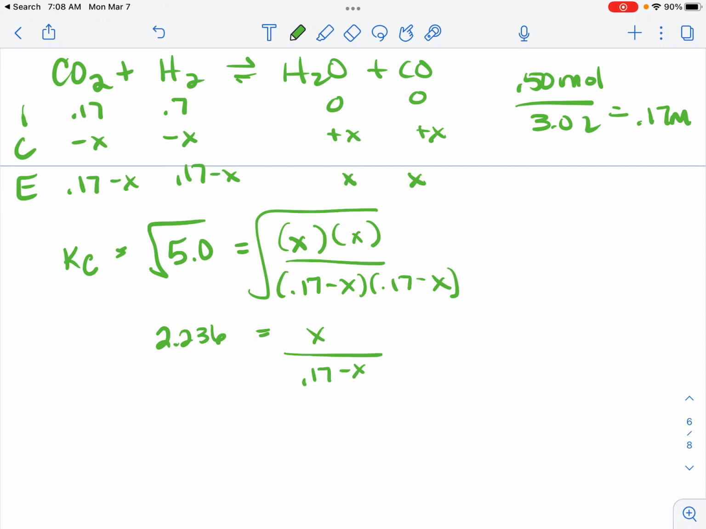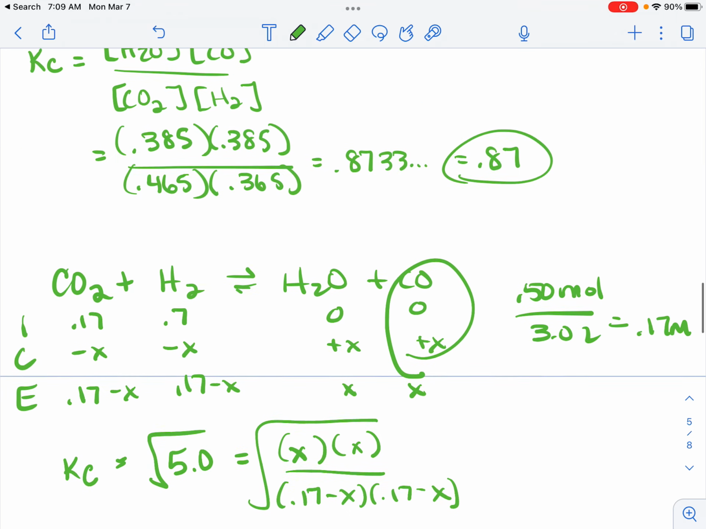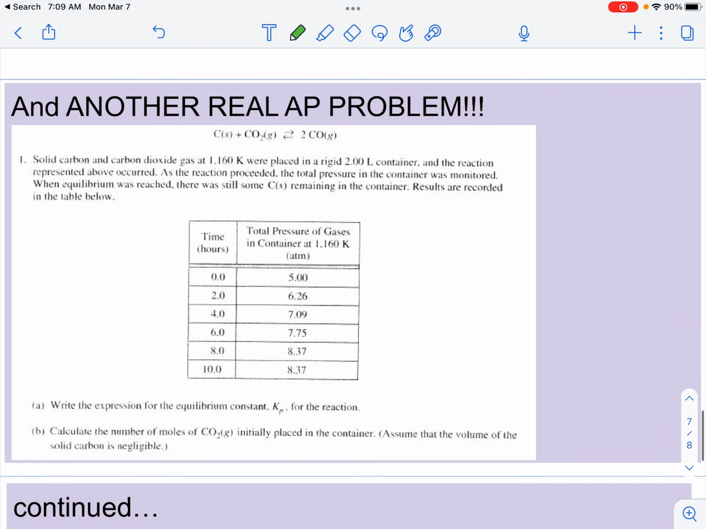When I solve for x, I'll let you do the math and make sure that you can do it. I get 0.117, which I have to round to 2 significant figures, which is 0.12. And this is x, and they want the equilibrium concentration of CO, which equals x. So this is the equilibrium concentration of carbon monoxide in that scenario. Okay, so that was that example. Let's try a new one.